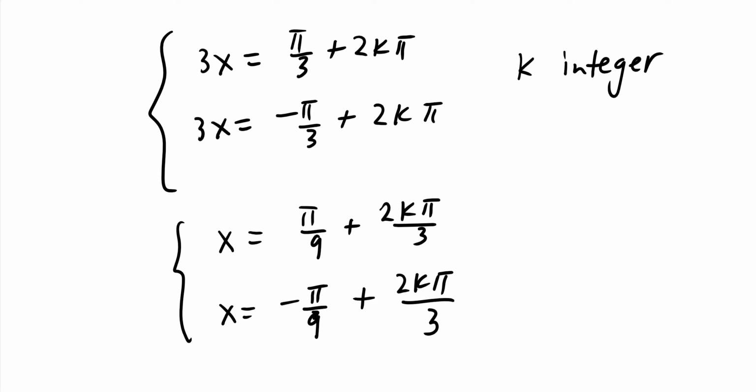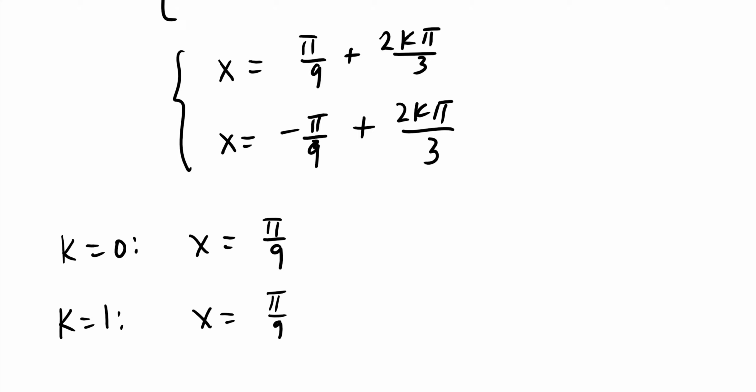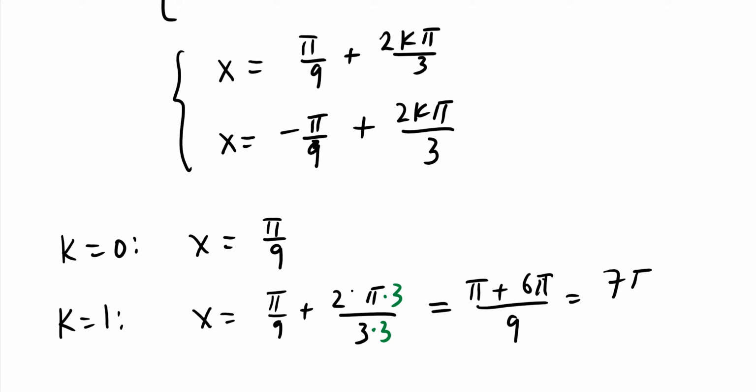So we're going to take k equals 0 and see what we get. If k is 0, x would be pi over 9 from the first equation, and negative pi over 9, which we don't need. If k equals 1, let's see what we get. We get pi over 9 plus 2 pi over 3. So to combine them, you multiply by 3 top and bottom, because that's a common denominator. That gives us pi plus 6 pi over 9. That gives 7 pi over 9. That's still within 0 to 2 pi, that's okay.